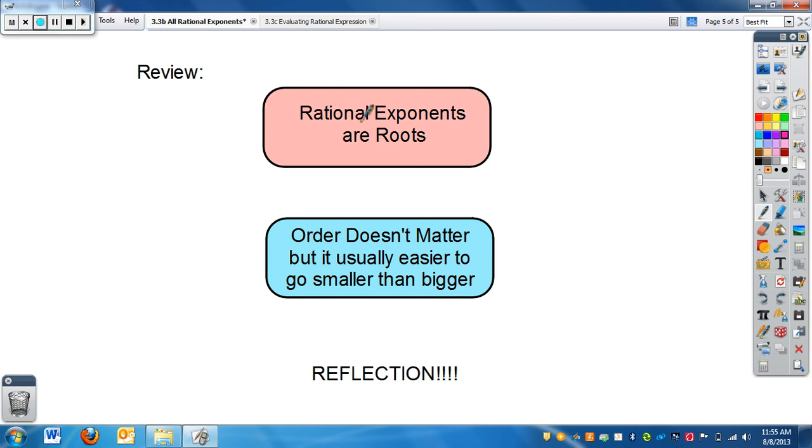Alright, so review. Rational exponents are roots. Order doesn't matter, but it's usually easier to go smaller than bigger. So it's easier to do the root part, when we don't know the index, and then do the exponent. It will save you more time when you're doing this on your worksheet.